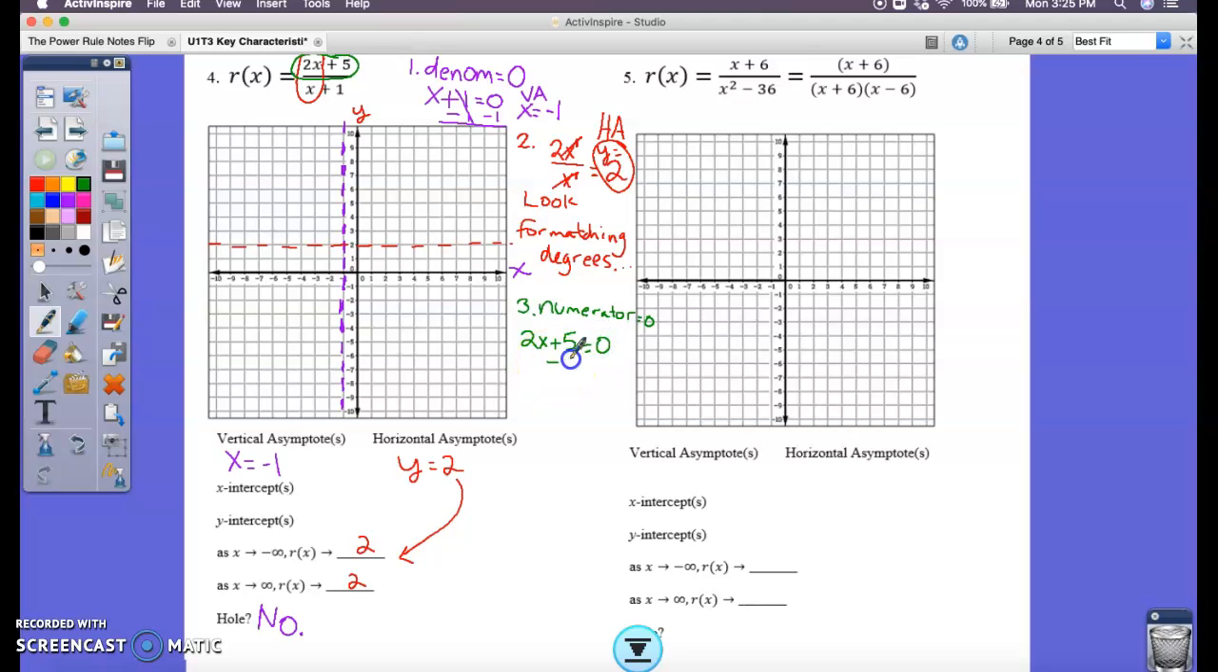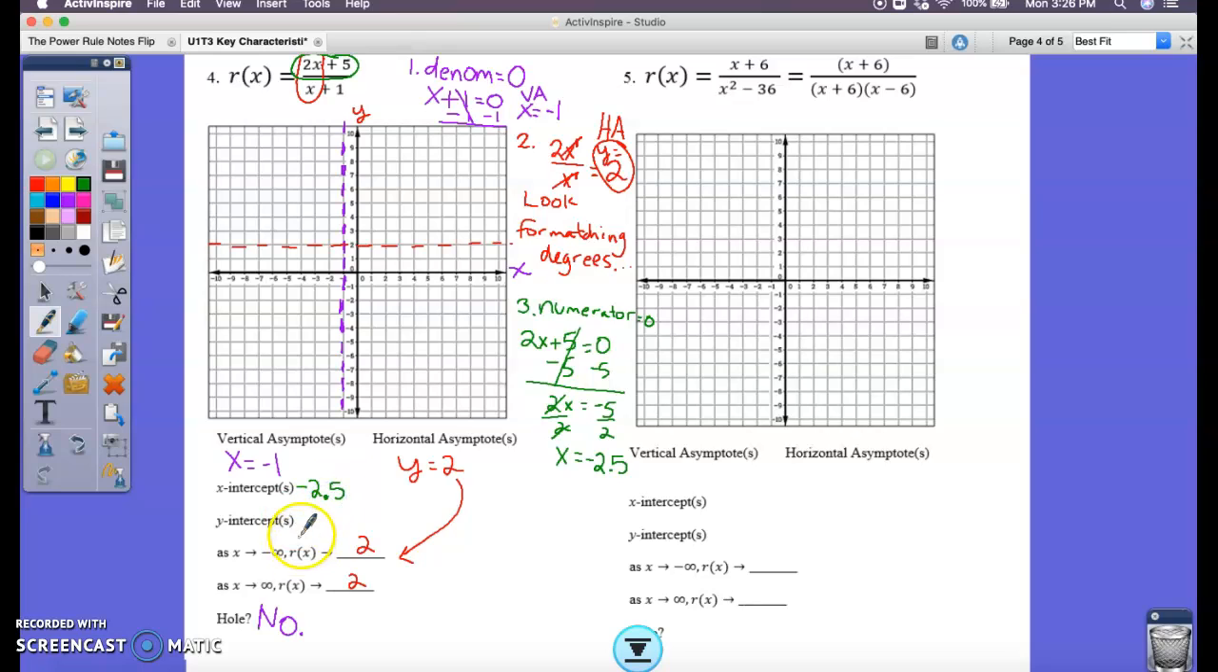So I'm going to subtract 5 from both sides and get 2x equals negative 5. And I'm going to divide by 2, and I end up with x equals negative 5 halves, which I'm going to convert to a decimal because it's easier for me to graph a decimal than a fraction for the most part. So my x-intercept is negative 2.5.